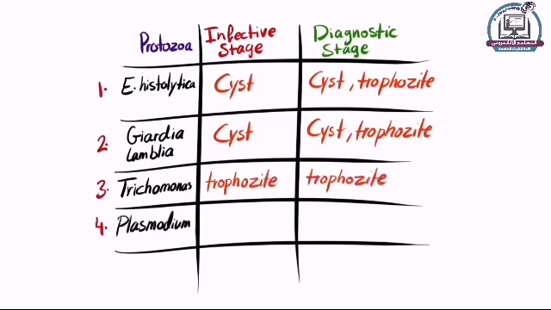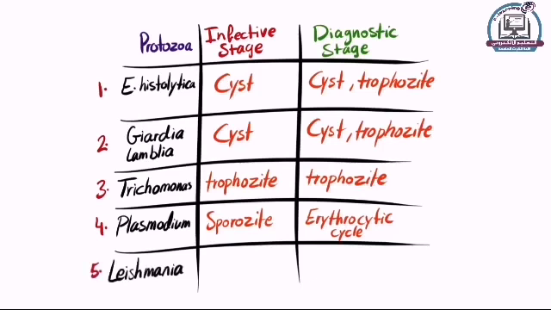Then we have Plasmodium, and the infective stage is the sporozoite, when it's in the female mosquito, and the diagnostic stage is when it's during the erythrocytic cycle inside the red blood cells. Lastly, we have Leishmania. The infective stage is the promastigote when it has the flagella, and then the diagnostic stage is the amastigote when it loses the flagella and it's inside the macrophage.